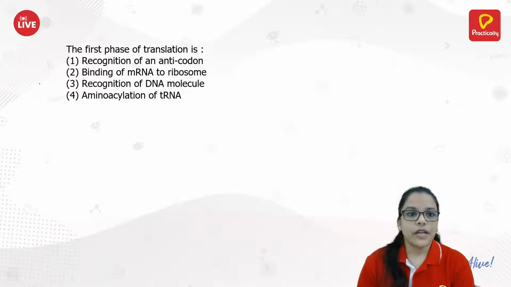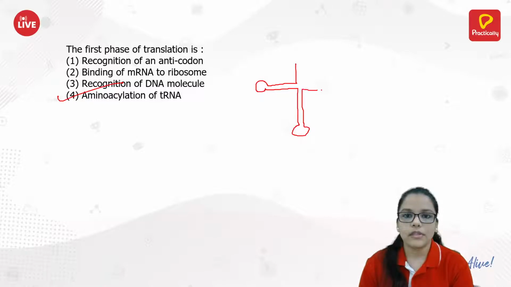The first phase of translation: recognition of anticodon, binding of mRNA to ribosome, recognition of DNA molecule. The answer is aminoacylation. This is the first step. The first thing which is formed is the aminoacylation of the tRNA.